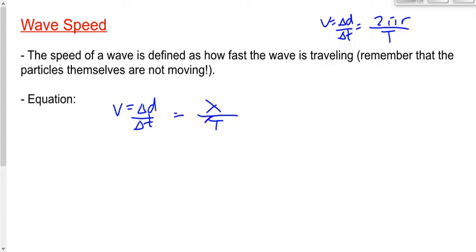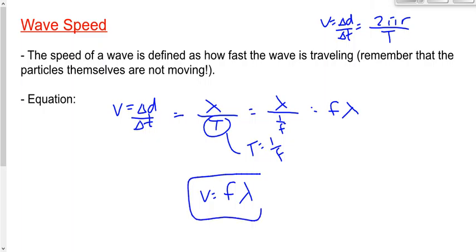Now, we could use that as our equation, but usually we replace T with 1 over f. So it becomes lambda over 1 over f, which becomes f times lambda. This is the equation that we want to get to right there. v is equal to f times lambda. That's on our data sheet, as is this, although in two different places. You're going to use both of these to describe the motion of a wave, the speed of a wave.